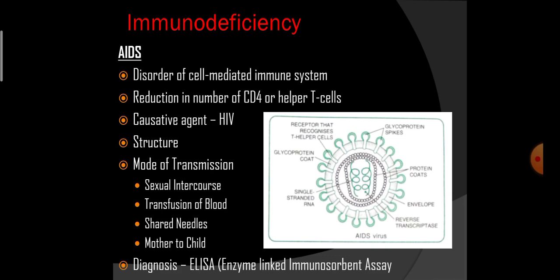Diagnosis: it is diagnosed by ELISA, the short form for enzyme linked immunosorbent assay. It measures the antibodies in the blood to find out whether the infection is present or not. ELISA is not just a diagnostic method, it is a method for developing antibodies also. It is used for diagnosis of AIDS.